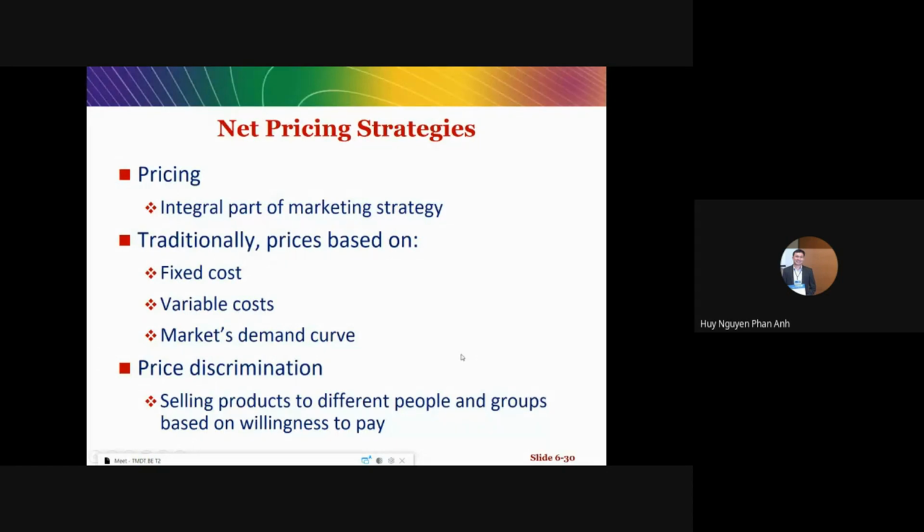Next one is about the net pricing strategy. Pricing is a complicated task. To determine the price, we have several ways. First one, we set the price based on the cost, fixed cost, variable cost, and the market demand. And then we can adjust the price. We conduct price discrimination, so we can sell the products to different people and groups based on the willingness to pay.